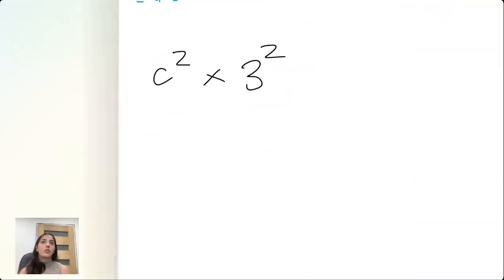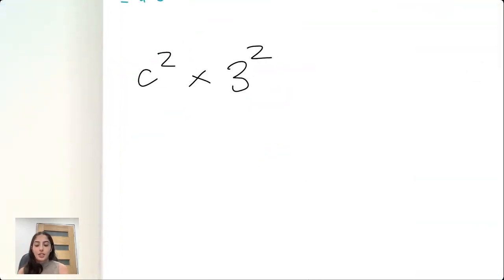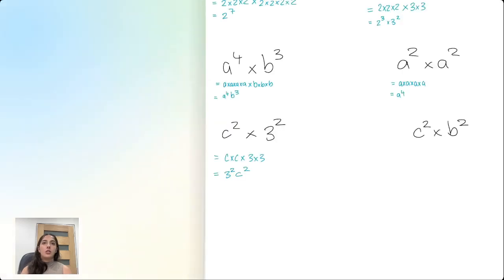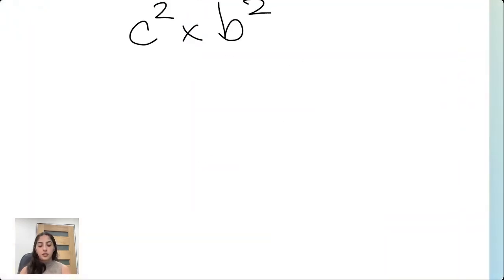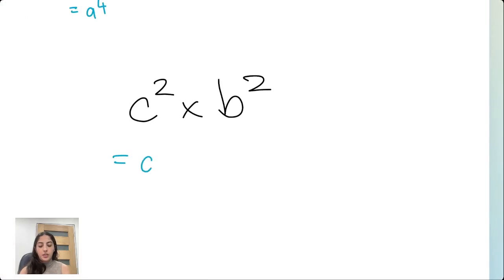Let's do the last two. I think by now you guys already know what the pattern is, but let's just do it for the sake of it. So Layla, this one please. C times C. And then? 3 times 3. And then? C squared times 3 squared. Yeah, so it's just 3 squared c squared. That's it. And then Ava, I'll just get you to quickly go through the last one, please. C times C. Yep. Times B times B. Yep. And then I get? The same. Yeah, c squared b squared.